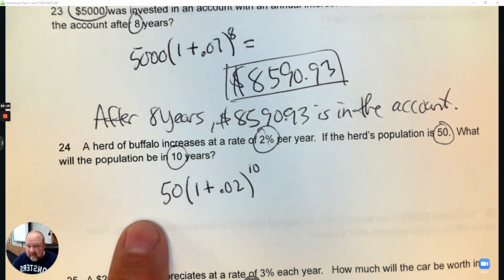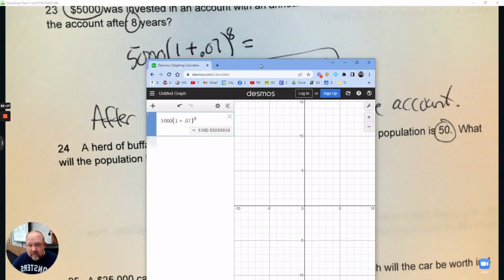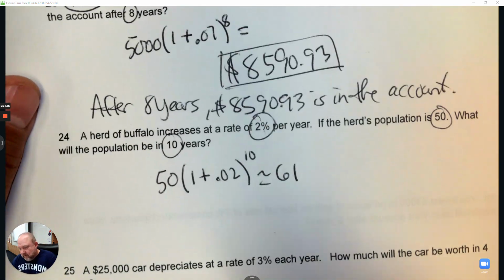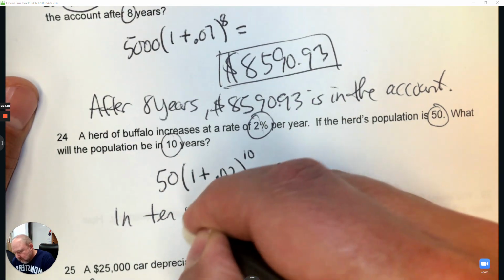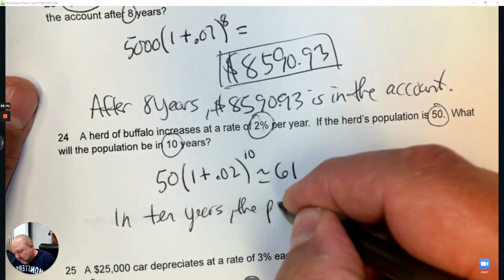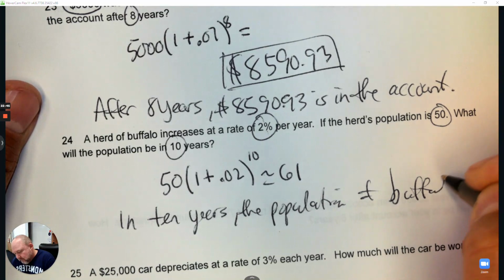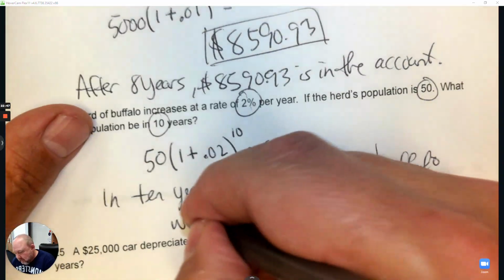And now we need a calculator. So this is what we're going to put into Desmos. So again, we're going to put in 50, 1 plus 0.02, and then to the exponent 10. And we're going to round it. So we can't have 0.9 buffalo, so it's going to be 61. And there's our answer. So in 10 years, the population of buffalo will be 61.